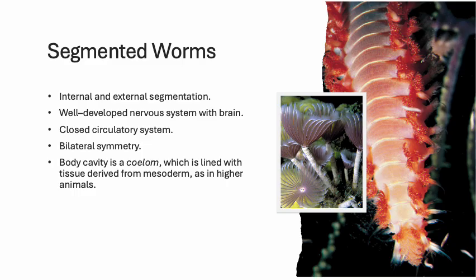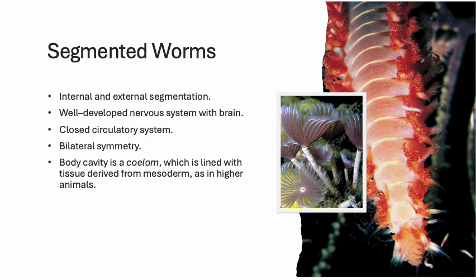Segmented worms introduce the idea of a segmented body plan, which is a major evolutionary innovation, internally and externally. Their bodies are divided into repeated units. This allows for more efficient movement and specialization of body regions.